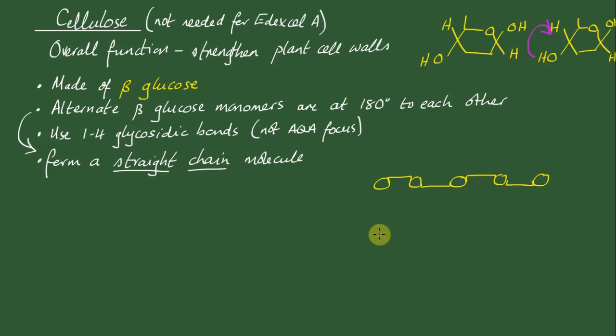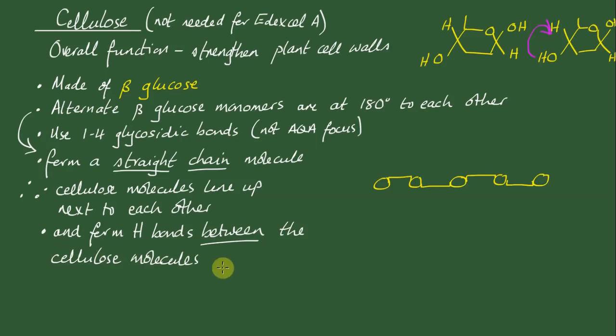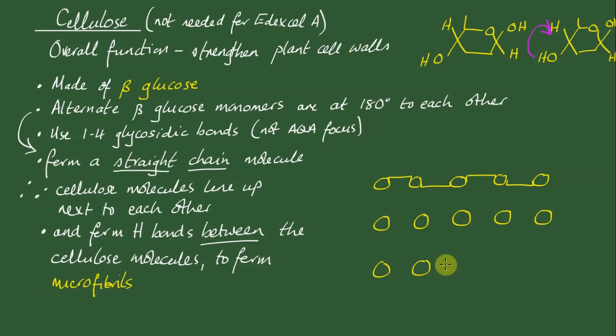So here am I trying to draw those glycosidic bonds kind of alternately at the top and the bottom of the molecule as it goes along. And this is also important because the cellulose molecules are straight chains. They line up next to each other and therefore form hydrogen bonds between the cellulose molecules. And when a bunch of cellulose molecules are joined together through many hydrogen bonds, we call that a microfibril.